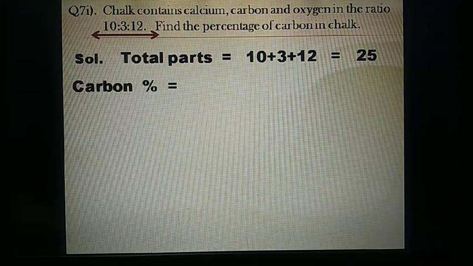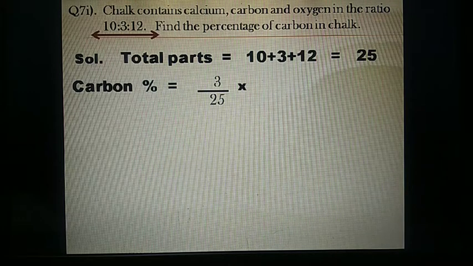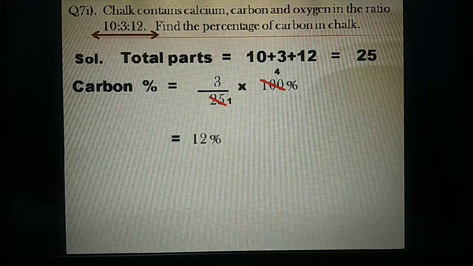The fraction will be 3 upon total, that is 3 upon 25. Convert it into percentage by multiplying by 100%. Start performing the cancellation. 25 ones are 25, 25 fours are 100. Yes, 12% of carbon is present in chalk.